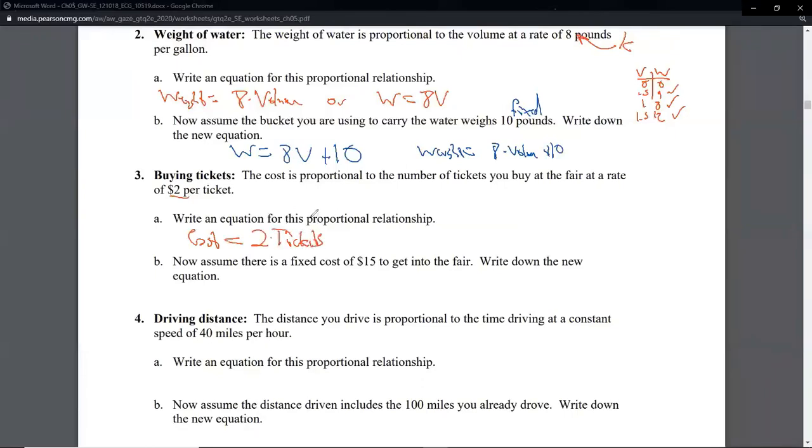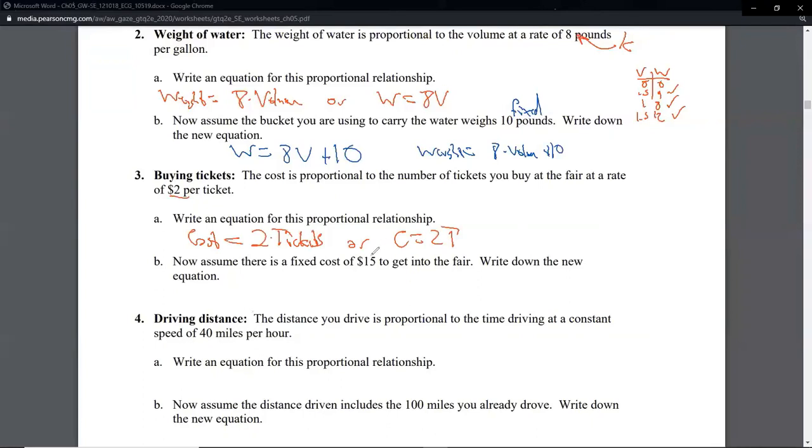It doesn't say 2 tickets, it says 2 times the number of tickets. Or you could just go C equals 2t, or you could go Y equals 2x, but you have to write what X and Y are in that last one. If you want to use Y and X, you absolutely need to label them. Otherwise, I'm going to go, well, which is which? You didn't tell me.